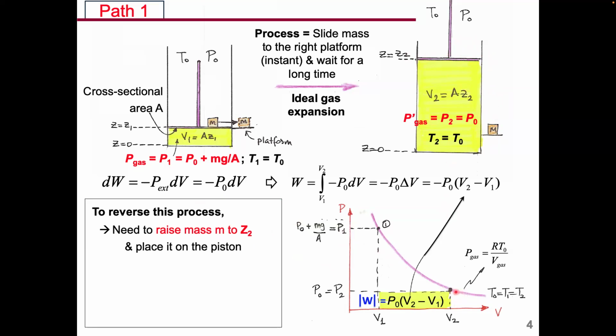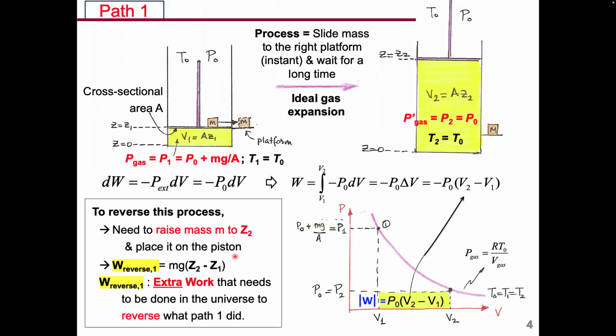So all of a sudden you increase the external pressure, and it follows this path, while your system pressure during compression slowly increases. So this is basically the overall picture. To reverse this process, you simply raise this mass to Z2 and then place it on the piston.